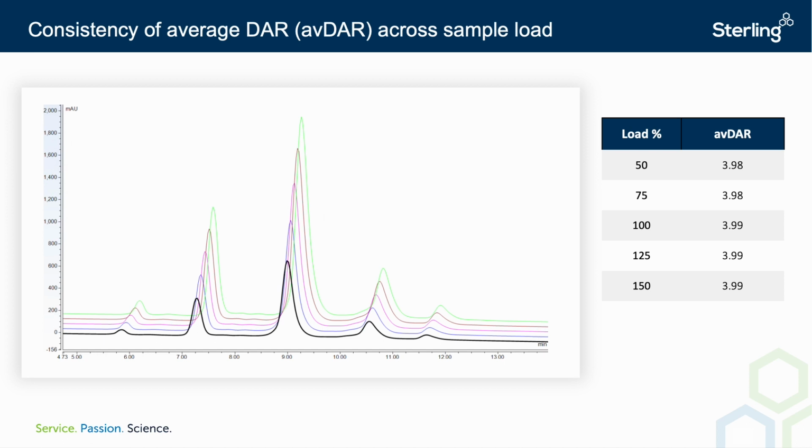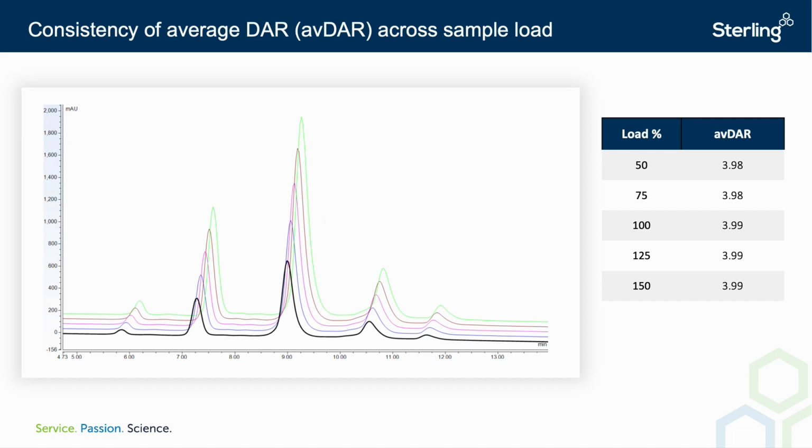With all peaks being linear, we can therefore be confident that the overall average DAR, as shown here, is consistent, regardless of the sample concentration. Again, linearity is just one aspect of validation, all of which must pass the acceptance criteria to demonstrate the method is suitable for its analytical requirement.